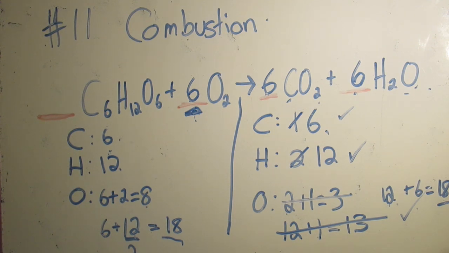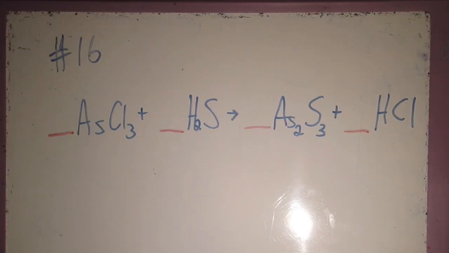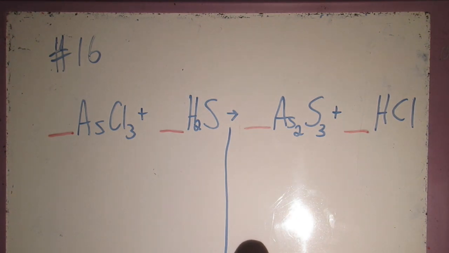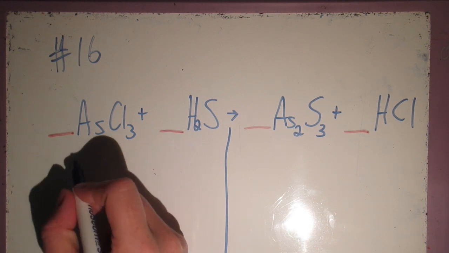Okay, so that is our combustion. This is question number 16. So for balancing this question, start like we always do. I'm going to draw a line down the middle, right where the arrow is between the reactants and the products. And now I'm just going to write out my elements and then count them.